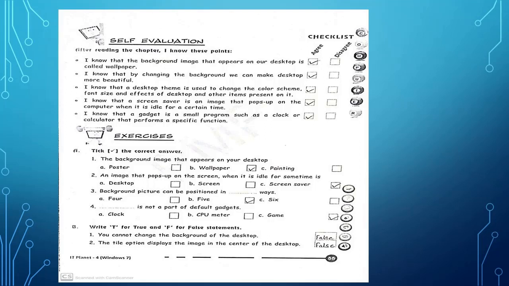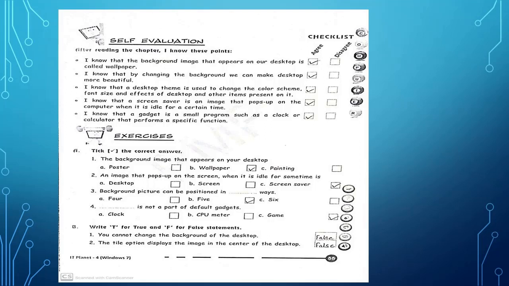Third one, background picture can be positioned in dash ways, 4, 5 or 6. So the picture positioning of desktop background is only for 5 ways. The last one is dash is not a part of default gadget. So by default we got clock and CPU meter, but the game is not a part of default gadgets. Okay, so we are done with the first question, take the correct option.